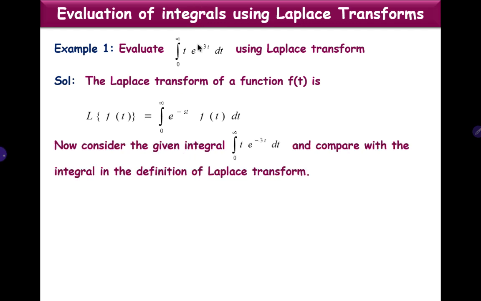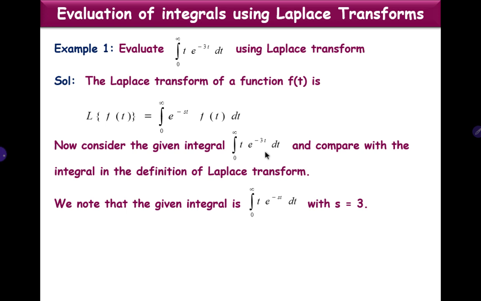Now consider the given integral 0 to infinity t times e power minus 3t dt, and compare this integral with the integral in the Laplace transform. We have integral 0 to infinity here and here also. In place of f of t we have t here, and in place of e power minus st we have e power minus 3t, that is, in place of s we have 3 here. So we note that the given integral is integral 0 to infinity t into e power minus st, where s is equal to 3.